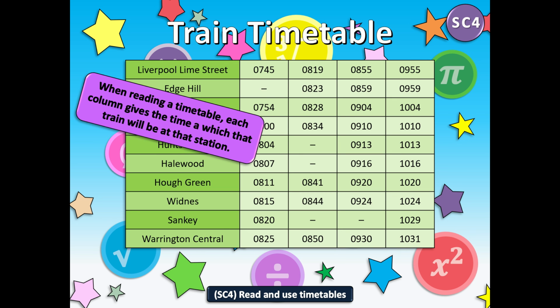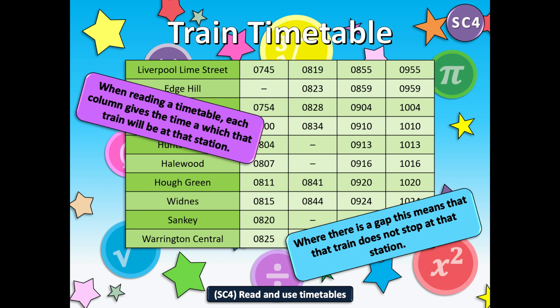7:54. The second train arrives at Liverpool Lime Street at 8:19. It then gets to Edge Hill at 8:23. Then it gets to the next station at 8:28. The third train arrives at Liverpool Lime Street at 8:55. It gets to Edge Hill at 8:59, and then the next station at 9:04, and so on and so forth. So where there is a gap, this means that the train does not stop at that station.